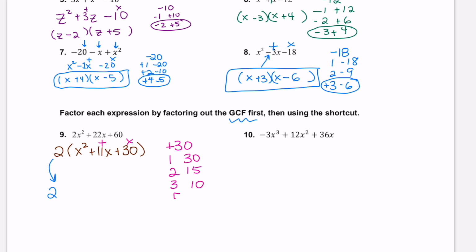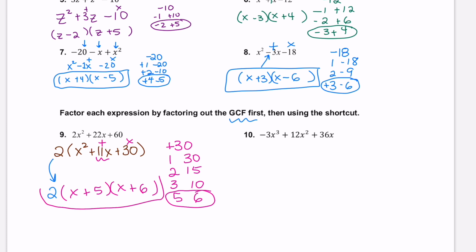5 goes in 6 times. And when I add 5 and 6, I get the 11. So I'm going to put my 2 parentheses, plus 5, plus 6. And make sure that 2 is part of your answer.